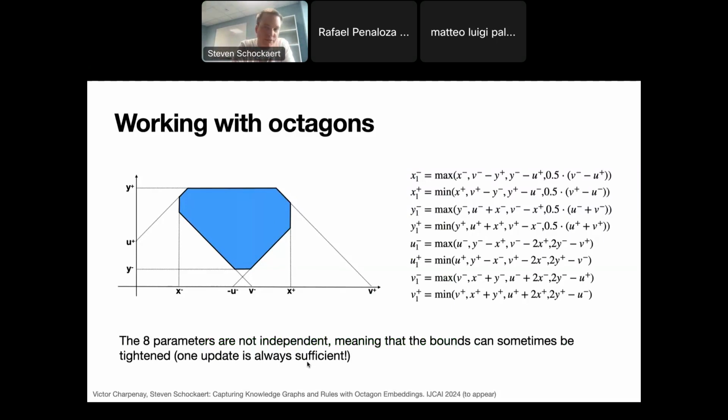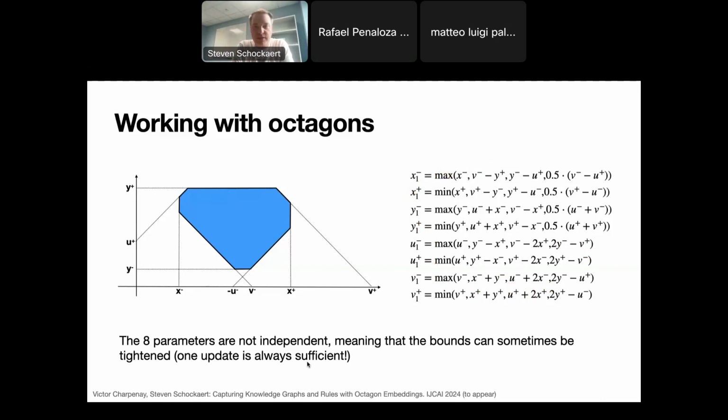The way we can tighten the bands is shown here on the slide. The details don't matter at all. The point is that we can easily compute these things, right? It's just a maximum of some easily computable things. And if we apply this update once, then we always end up with parameters that can no longer be further tightened, right? What it means in practice is that if we learn these 8 parameters for a given octagon, we can easily make them tight, even as part of a loss function, without too much hassle.